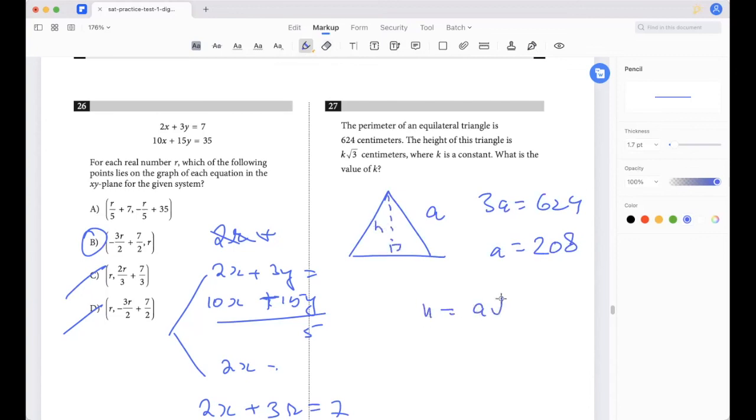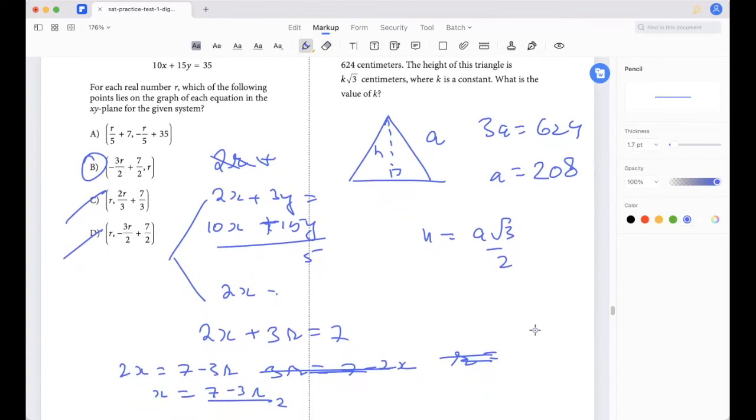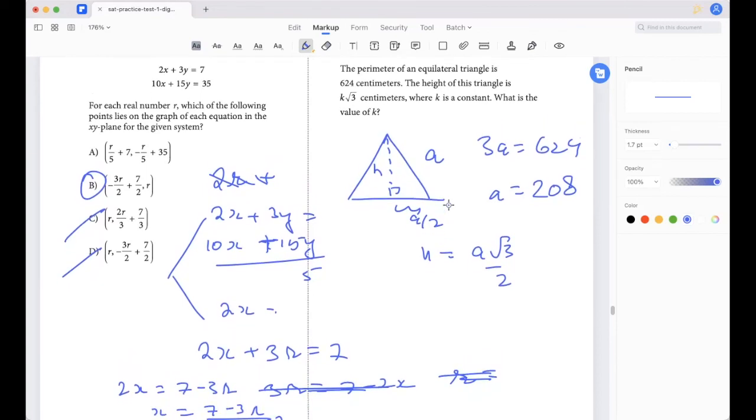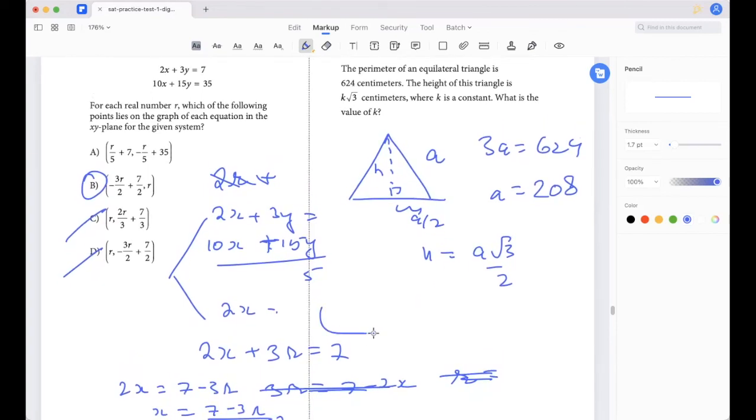Now, what is the height of an equilateral triangle? It is a root 3 by 2, right? It's the side length multiplied by root 3 by 2, which you can actually get if you take a right triangle and solve, because this would be a by 2. So by Pythagoras theorem, this is what you get. So the height is given as k root 3. So k root 3 is 208 root 3 by 2. Root 3 cancels. So k is 104.